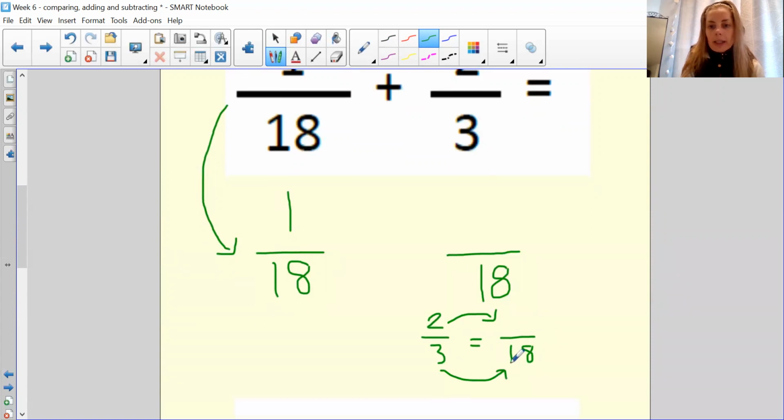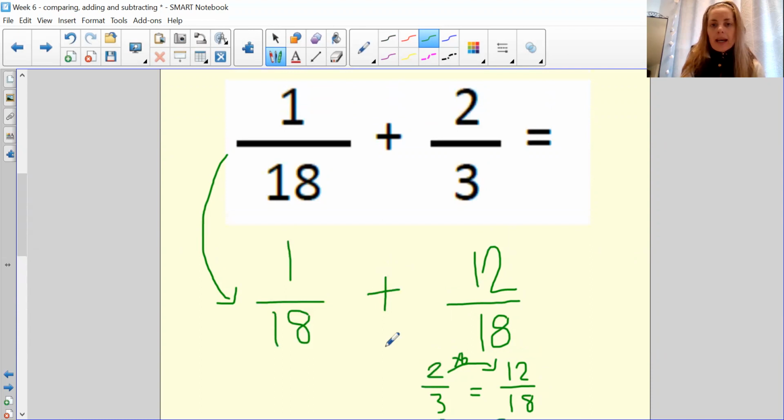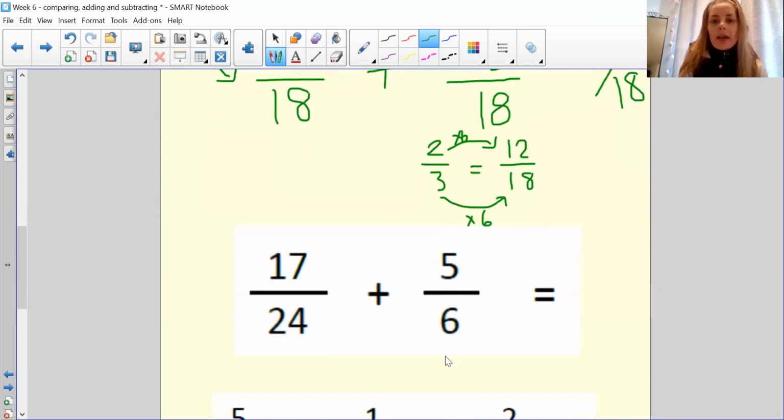Right, what did we do to 3 to get 18? We multiplied it by 6. And whatever I do to the one number, I must do to the other. So I'm going to say 2 times 6 is then 12. And then I've now got 12, 18. So I'm going to put the 12 here. And now I'm going to add them. Okay. And now I say 1 plus 12 is 13. And I leave the bottom number the same. Okay. All right, let's do another one together.